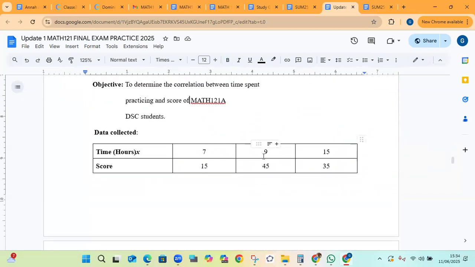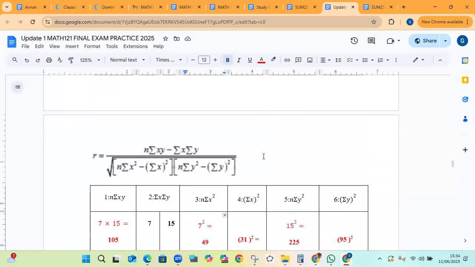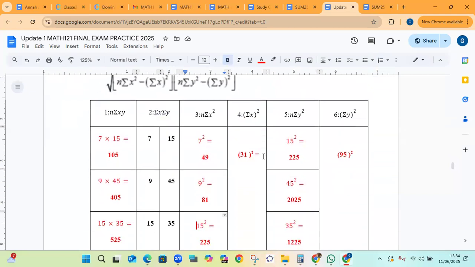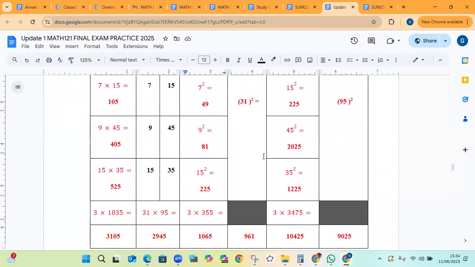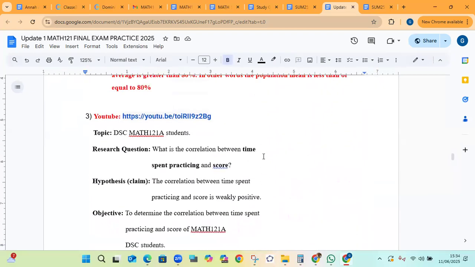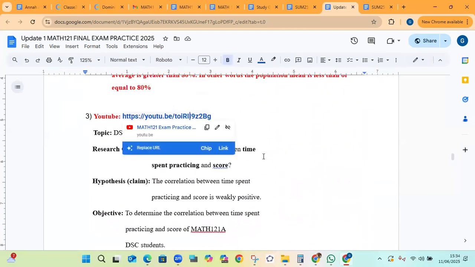Pearson's product moment. You will be completing a table like this in the final exam. Also, a Pearson's product moment. The table will be provided and you have to complete it just like how you did in test B. Okay, and here you have a recording of how this was done. Also, you have the weekly notes.